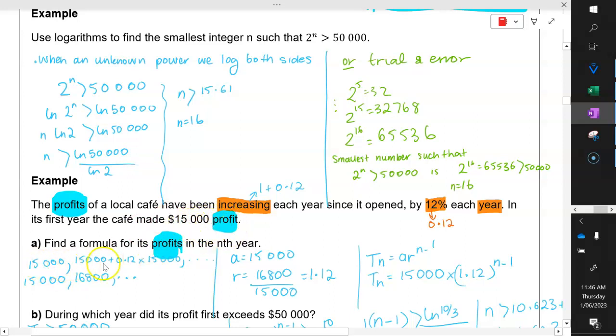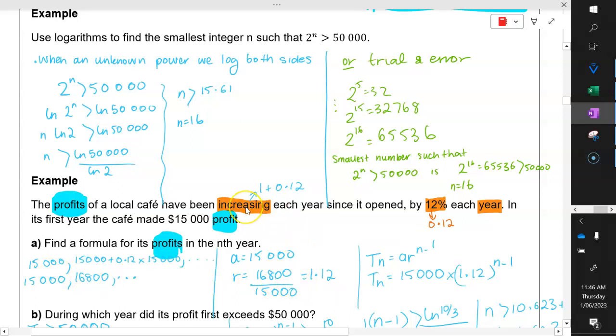So I've written the series down here in blue. I've got 15,000. It's increased by 12%. So I've got 12% of 15,000, then I've added that on to the 15,000. So my next term is 16,800. So what we can actually do is either write your series out and work these values out, and then work out our r by going 16,800 divided by 15,000, which I've done here, and get an r of 1.12.